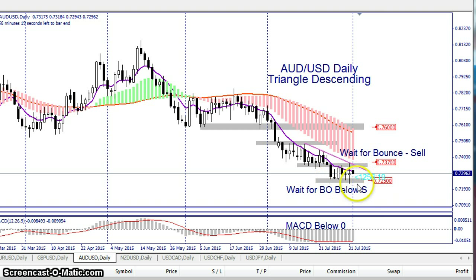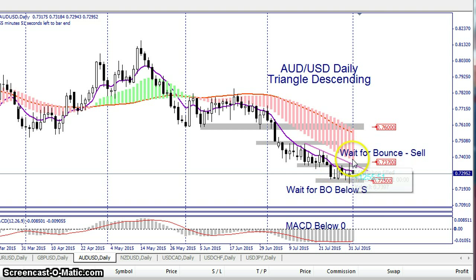Price is then going to come back down to the lower support area. So what we really want to do is wait for price to break below the support, which is 72.50 in this area here. Okay, price, you can see overall is below this large red cloud. The red cloud also can act as a major resistance.